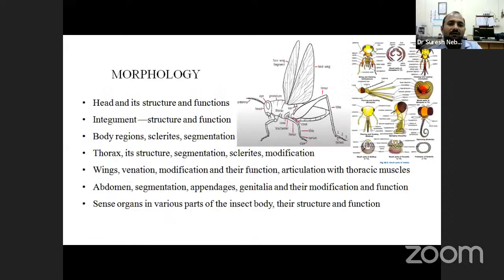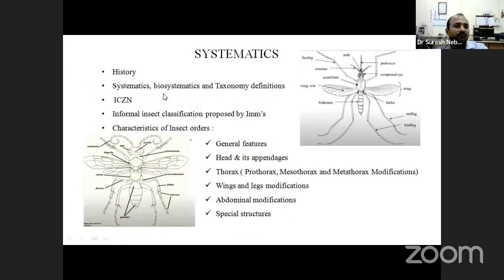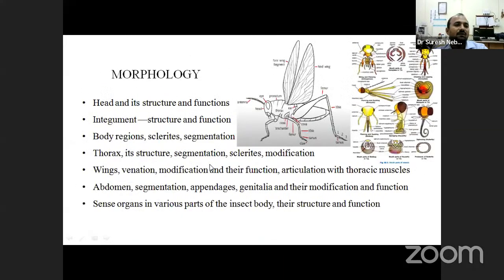The morphology I have already discussed with you. What I have included here is the general part that you are studying in UG also, in the morphology course. When you start studying all those topics I previously discussed, before that you have to go through this morphology course, so that you are first aware of all the naming and all the parts of the insect body. Then you can go to the modifications.